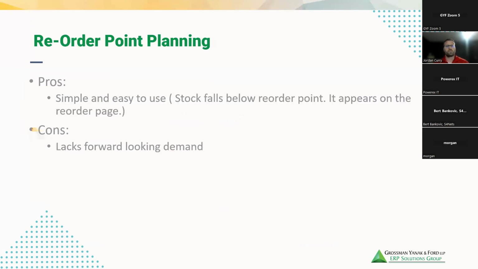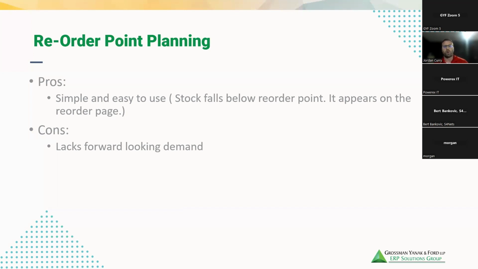Okay, so next I'm going to go through some pros and cons of each planning method. So with reorder point planning, the pro is what I like about it. If anybody knows me, I like simple. It's very simple, very easy to use. So again, when stock falls below what you have set up on the reorder point, it triggers to reorder it.